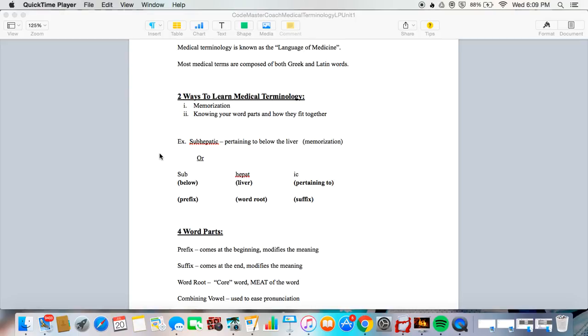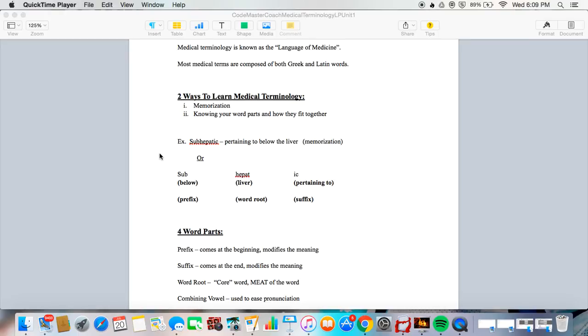However, if you're able to break your word parts up, because you will know your word parts and how they fit together, you will know that sub is a prefix, comes at the beginning, modifies the meaning, and it means below. Hepat means liver. It's a word root, a core word. IC comes at the end, modifies the meaning, and it means pertaining to. And because when we break our medical terms up, we start with the suffix, IC, pertaining to, go to the prefix, sub, below, and hepatic or hepat, liver. So subhepatic means pertaining to below the liver.